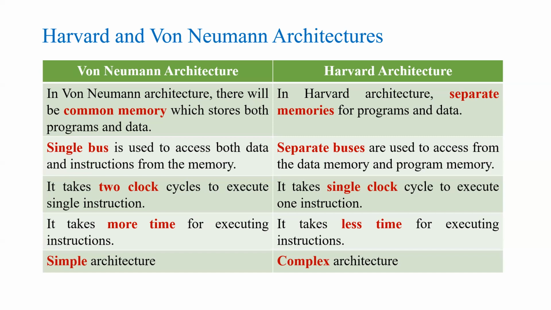So execution time is less in the case of Harvard architecture, but execution time is more in the case of von Neumann architecture. Then coming to the complexity point of view, von Neumann architectures are less complex, so the architecture is simple, but Harvard architecture is complex. The reason is that here we are using two separate buses to access the information from two separate memories. Obviously, the complexity of Harvard architecture is more. I hope you understand the comparison between Harvard architecture and von Neumann architecture.